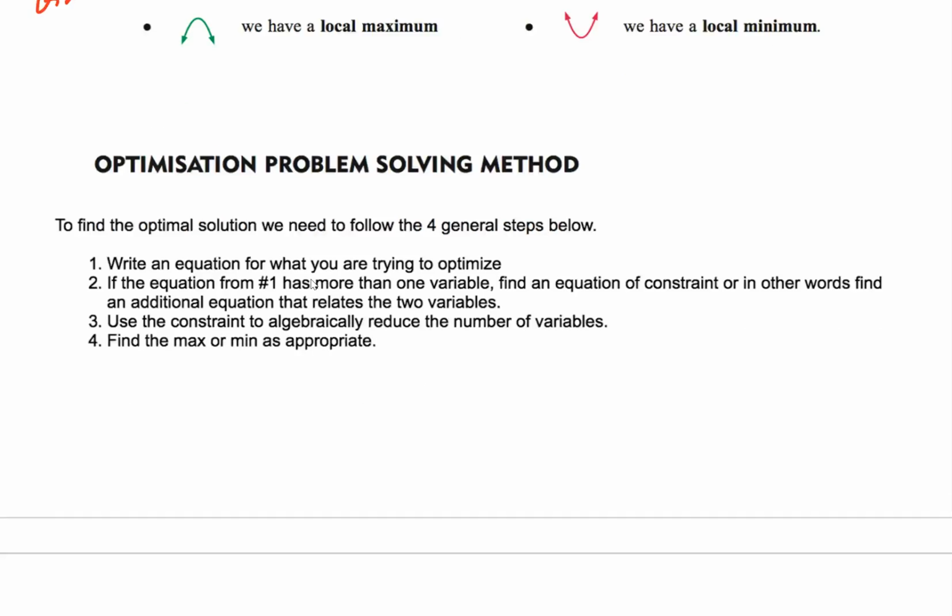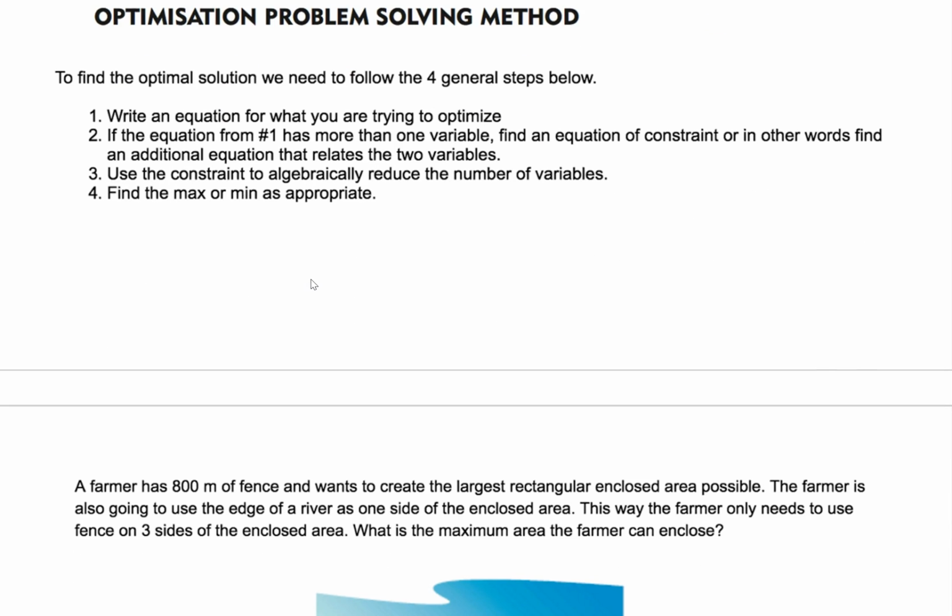Okay, let's talk about how to actually do an optimization problem. These are basically word problems. To find an optimal solution, we need to follow these 4 general steps. Step 1: write an equation for what you're trying to optimize. There's an optimization equation. A lot of times it's like area is length times width. And if you only have one variable, then you just take the derivative, set it equal to 0, and so on.